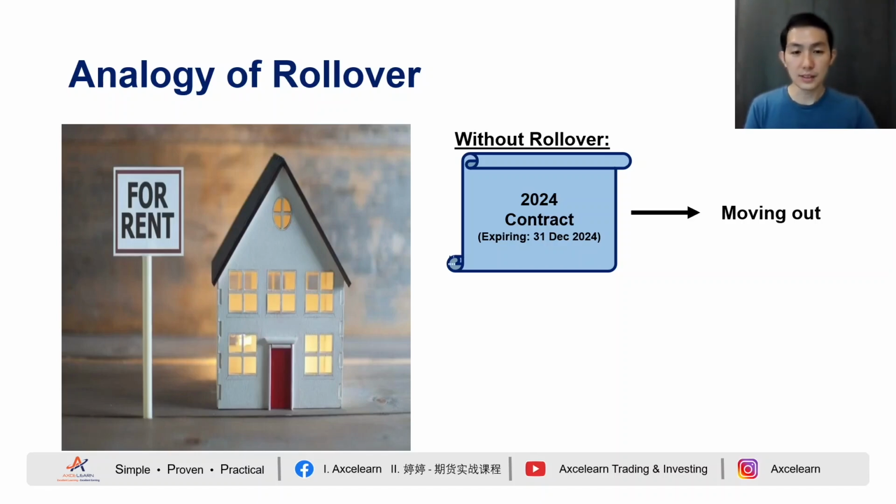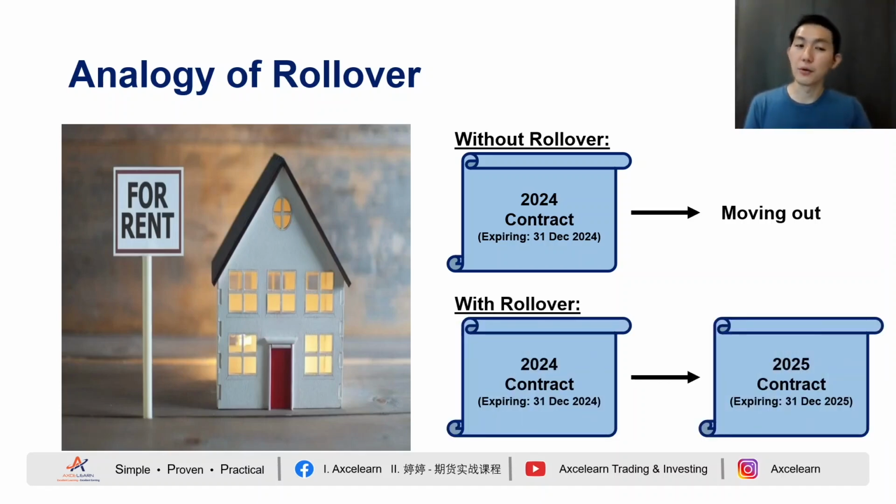And if you want to stay in the same house, you sign a new rental contract for another year. So to do this, you first end your current contract, which is like closing a position in an existing futures contract, and then sign a new contract for the next year, which is like opening a new position in a futures contract for a later date. By doing this, you maintain your residence without interruption, similar to how you maintain your market exposure by rolling over your futures contract.